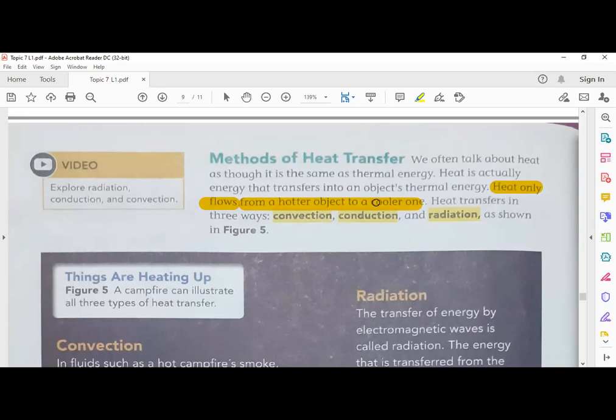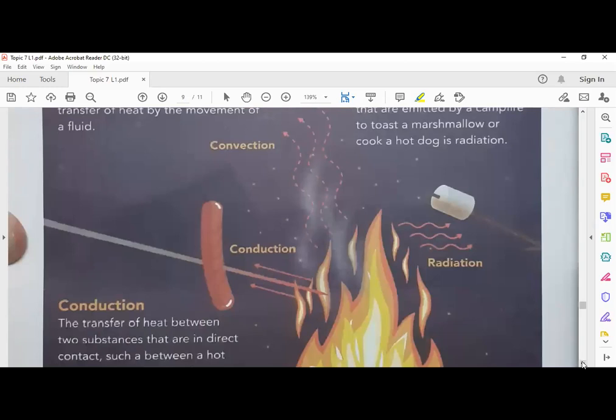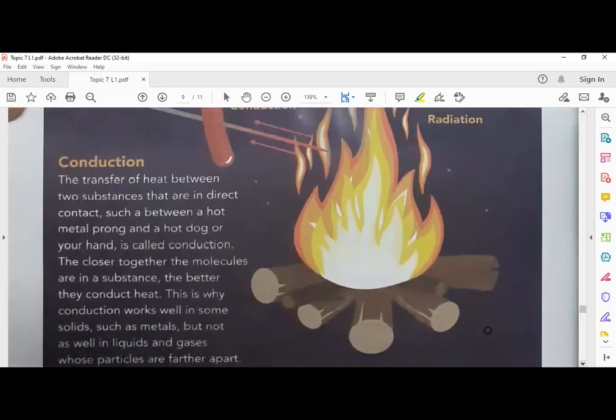And there are three methods or three ways by which heat transfers: convection, conduction, and radiation. The first way or the first method is conduction.